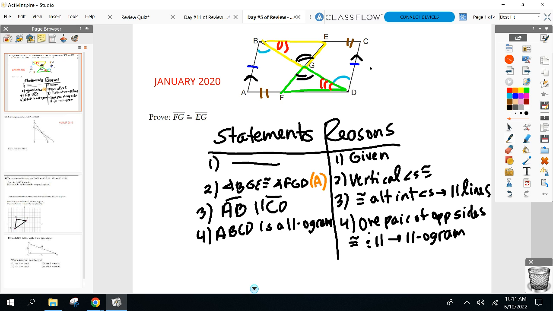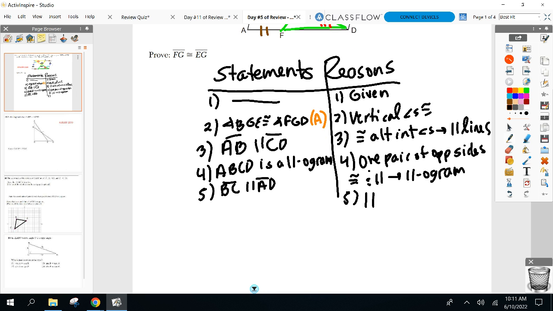Which parallel lines form those congruent angles you were just talking about? BC and AD. So I need to say they're parallel. BC parallel to AD. Do you see why? Yeah. Okay. BA and CD don't form those. So parallelogram. This is a long one, 6 points. It's worth it. Parallelogram implies opposite sides parallel.